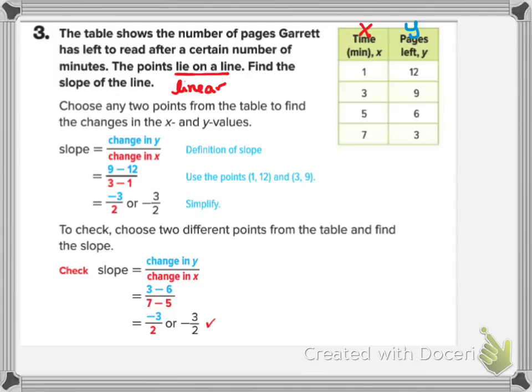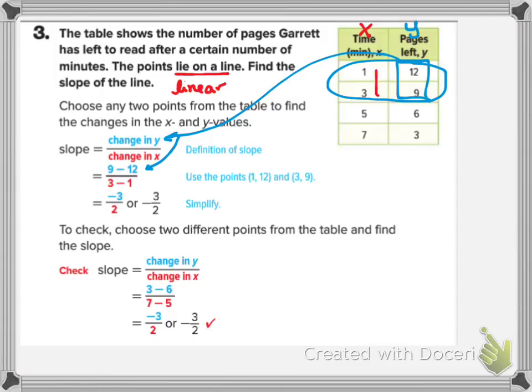So looking at that, they're asking you to choose 2 points. Now they just chose the first 2 points. So that's 1, 12 and 3, 9. And so we're looking at the change in y over the change in x. So you see that they take the 9 and 12 in the y values, and they're putting that in the change in y.